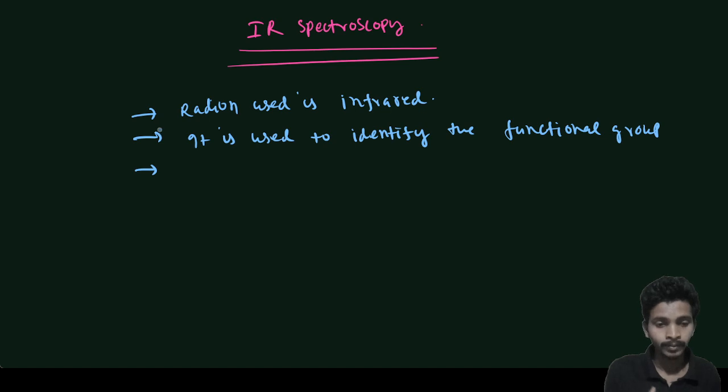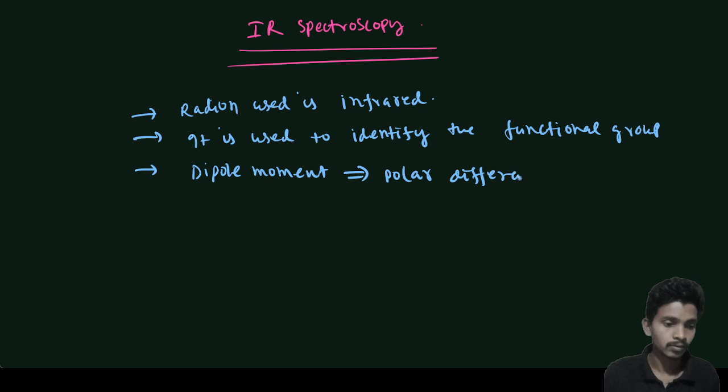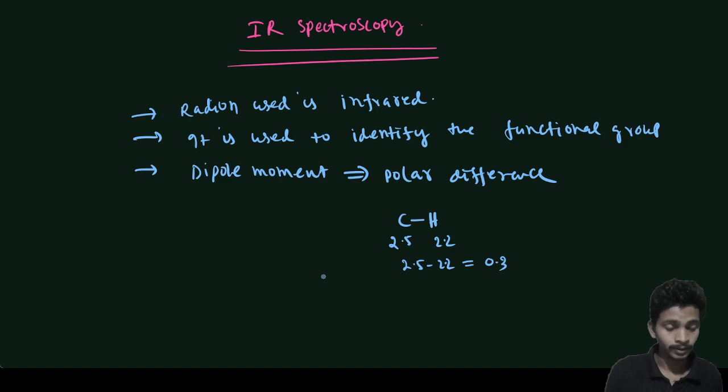the basic chemistry concept used for IR spectroscopy is the dipole moment. Dipole moment uses the polar difference. Let's say you have carbon and hydrogen. Here the electronegativity of carbon is 2.5 and of hydrogen is 2.2, so the polar difference is 2.5 minus 2.2, which is equal to 0.3. It has a polar difference.